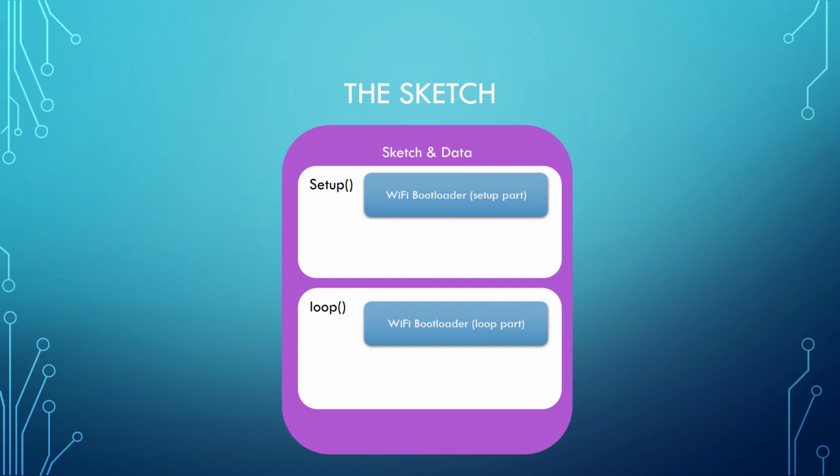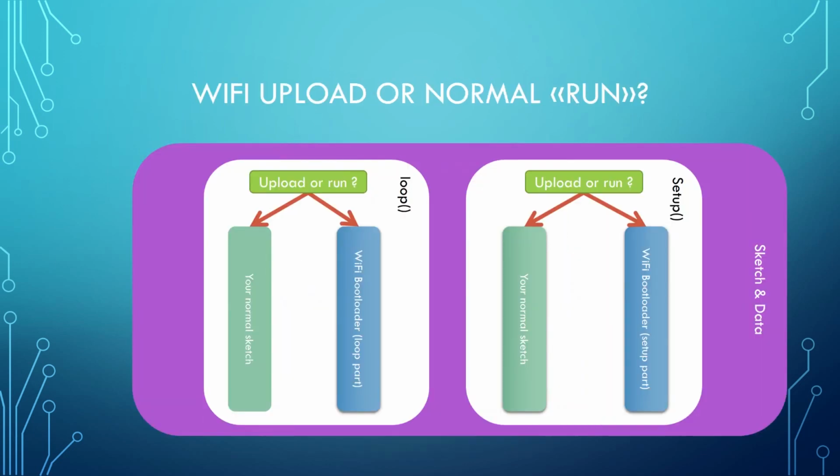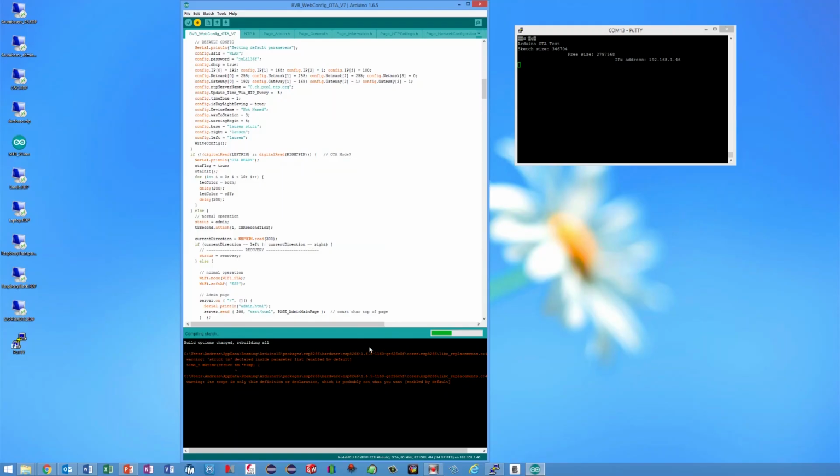We have to add our normal sketch in both areas, setup and loop. Just after reboot, the sketch has to decide whether it wants to do upload or normal operation. We have to find a way to signal the board if we want to upload a new sketch or run it. Here is my example.